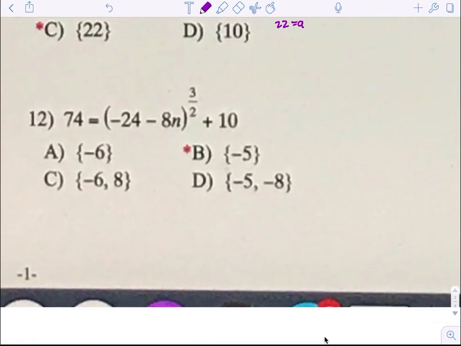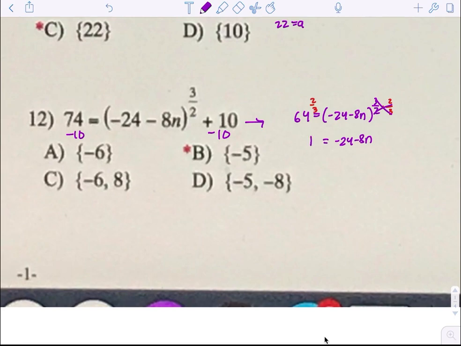12. Subtract 10 from both sides. So we're going to have 64 is equal to negative 24 minus 8n to the 3/2. Got to raise both sides to the reciprocal, so raise both sides to the 2/3. So we're going to get negative 24 minus 8n. Okay, 64 to the 2/3 power, you guys, is 16. Add 24 to both sides now. Divide both sides by negative 8. Negative 5 is equal to n, B.